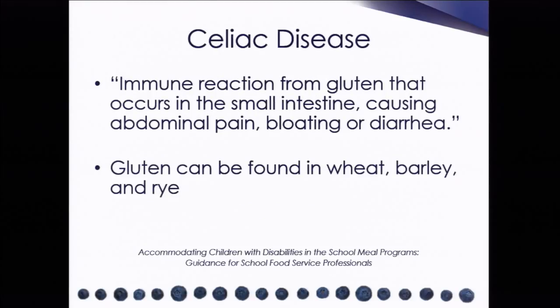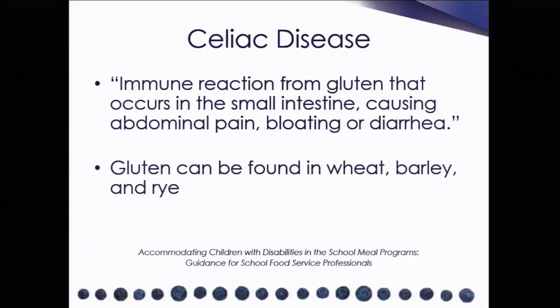The next common phrase is celiac disease. Celiac disease is the immune reaction from gluten that occurs in the small intestine, causing abdominal pain, bloating, or diarrhea. Although this reaction sounds similar to an allergy, it is something quite different.